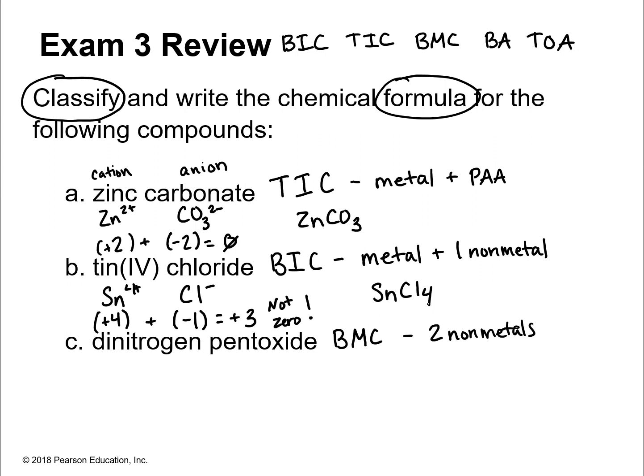The last one is probably the easiest. It tells you everything you need to know in the name. Nitrogen tells you it's the first element, N. Di means 2. Pentoxide. Ox means oxygen. Pent comes from penta, means 5. Questions on these?